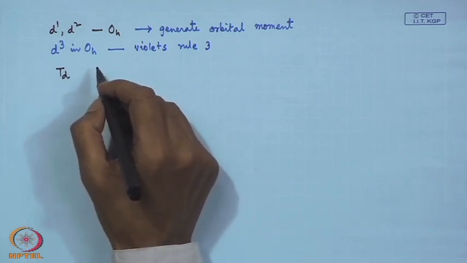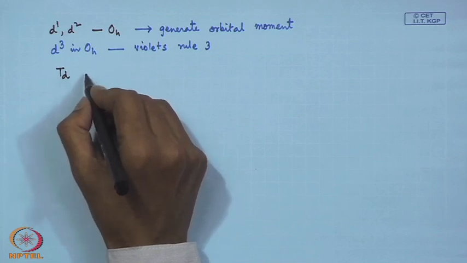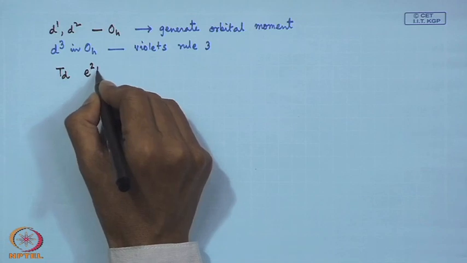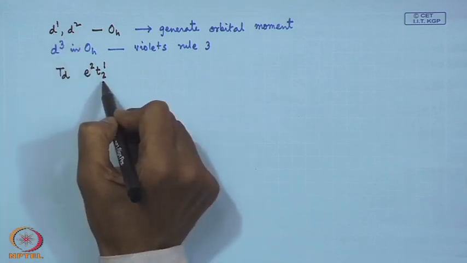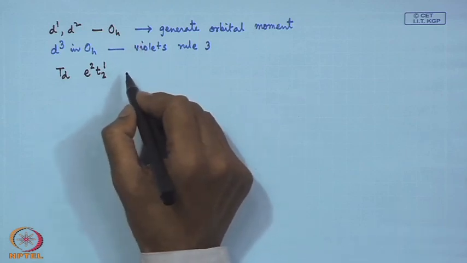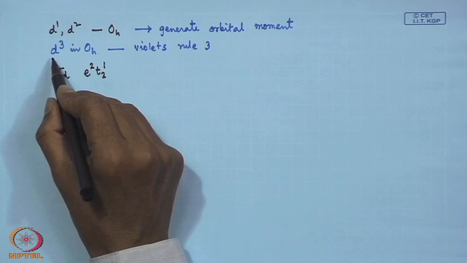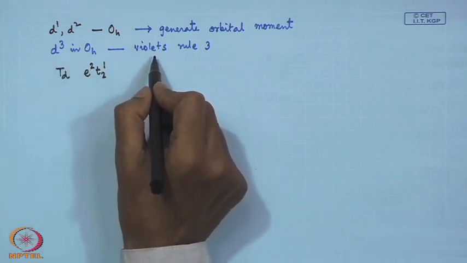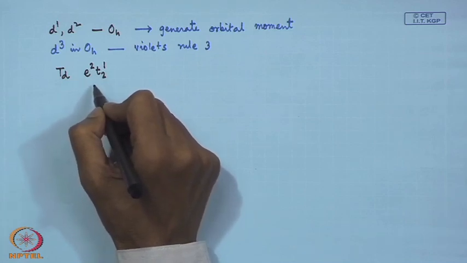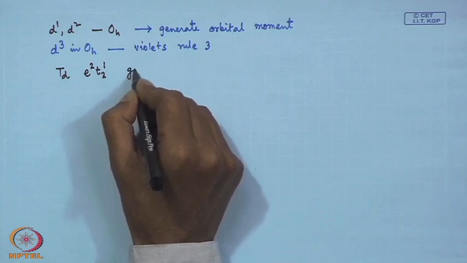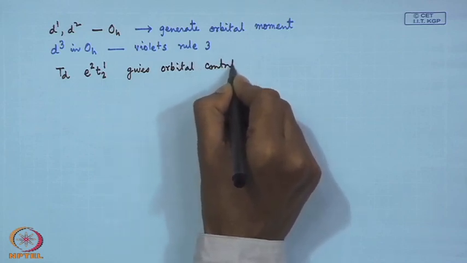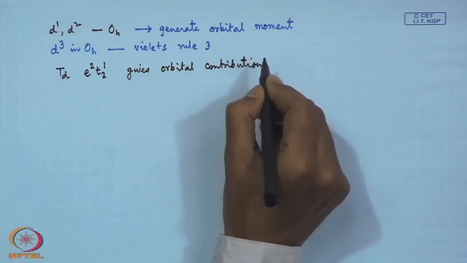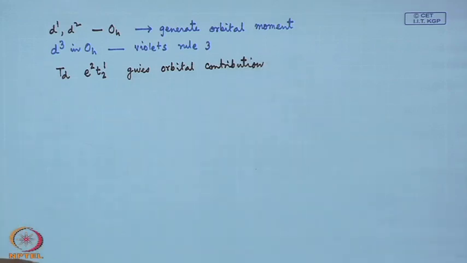But the same situation is completely reversed if we go for the other geometry. The most common geometry we are talking about all the time is the tetrahedral geometry with a d3 electronic configuration. We have E2 and T2(1) electron configuration. Like this d1 system, we now have a T2(1) system, so it will then have the corresponding orbital contribution. So, this electronic configuration for d3, which is not giving any orbital contribution in octahedral geometry, can give rise to the corresponding orbital contribution in tetrahedral geometry. These are very important and very interesting things in terms of these orbital contributions.